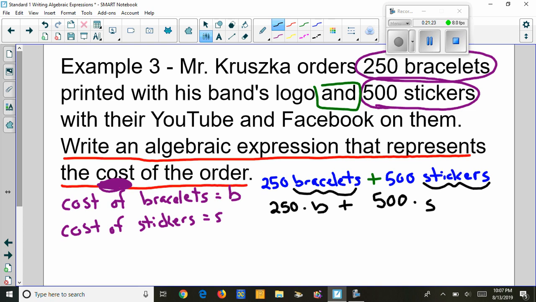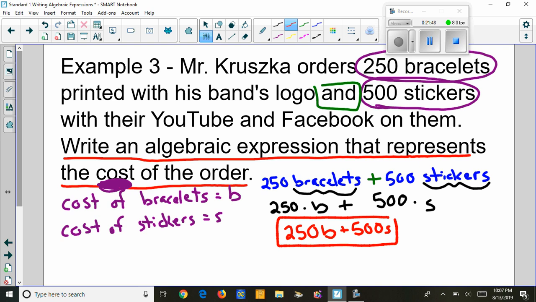And we're going to clean this up by making one small change. Anytime I'm doing a number multiplied by a letter, I'm going to go ahead and just squeeze them next to each other and lose the symbol. So I'm going to say 250B plus 500S. And that would be an algebraic expression that represents the cost of the order.